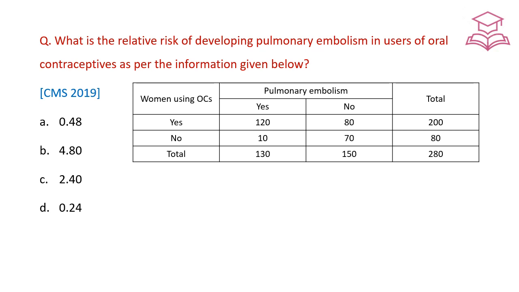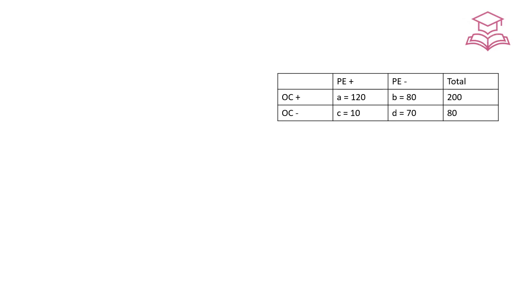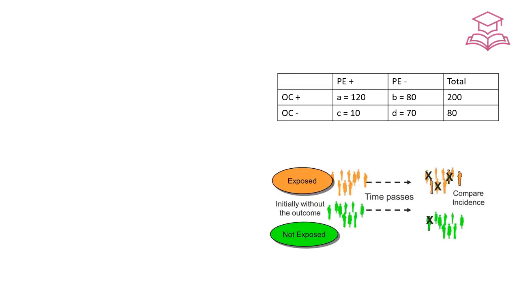What is the relative risk of developing pulmonary embolism in users of oral contraceptive as per the information given below? There is a table given. The formula for relative risk is incidence of disease among exposed by incidence of disease among non-exposed. This is the 2 into 2 table given in the question. The exposed are oral contraceptive users and the disease is pulmonary embolism.